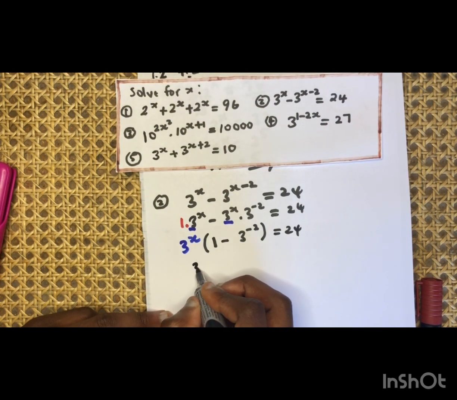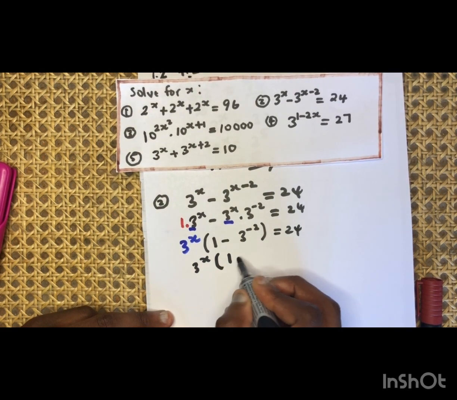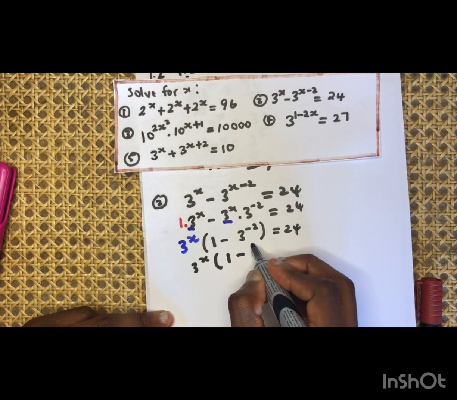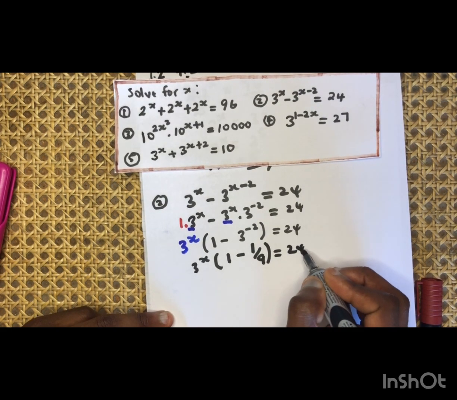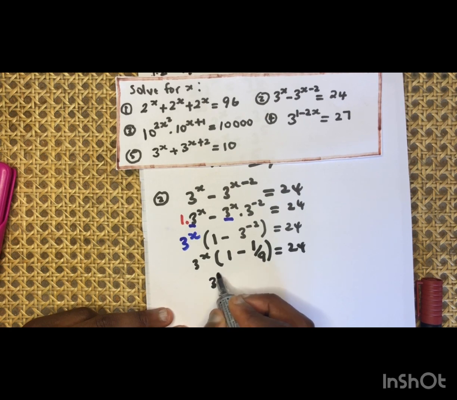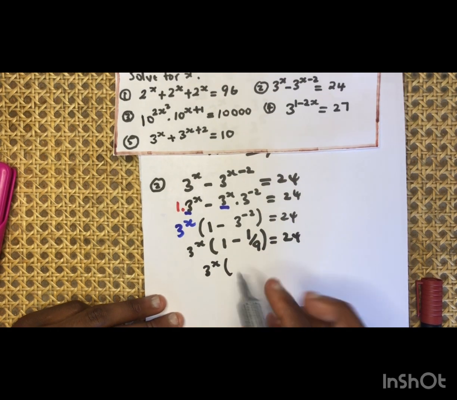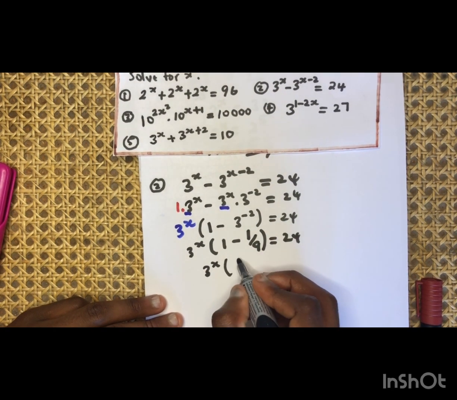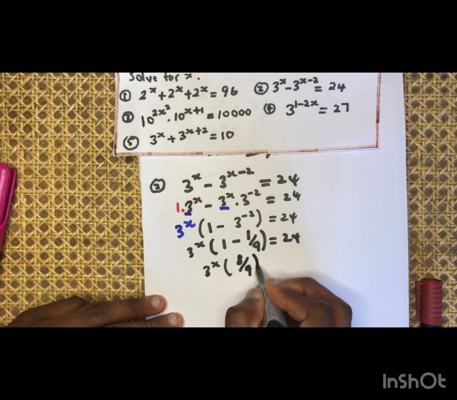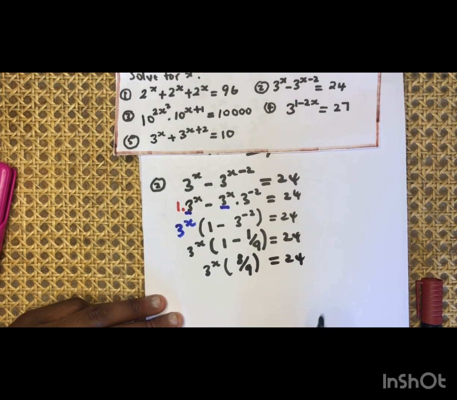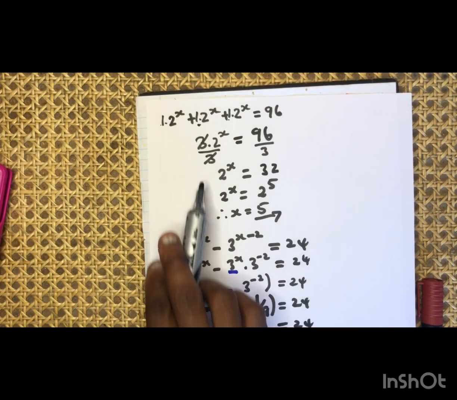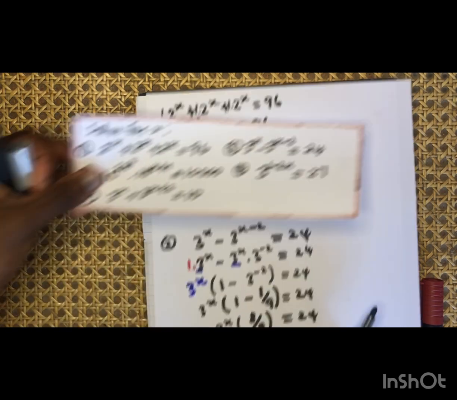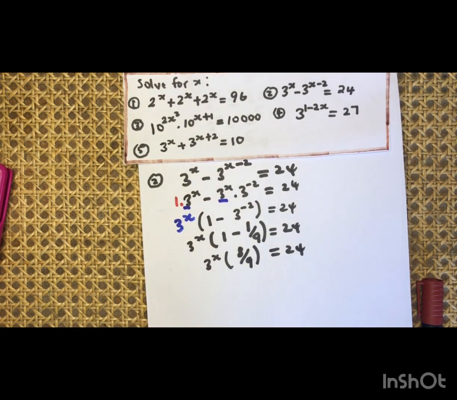So here we have 3 to the power x times 1 minus, write this in positive form, is the same as 1 over 9, equals 24. So this is 3 to the power x. If you simplify this, you are going to get 8 over 9 equals 24. Then you need to get rid of this, guys. This is the same now as the first one. So now I need to get rid of 8 over 9. So I have to divide both sides by 8 over 9.